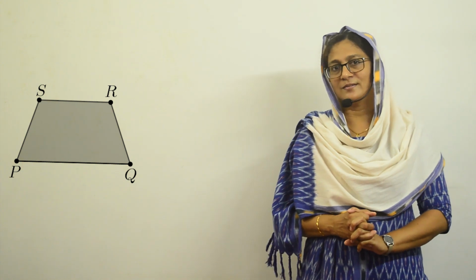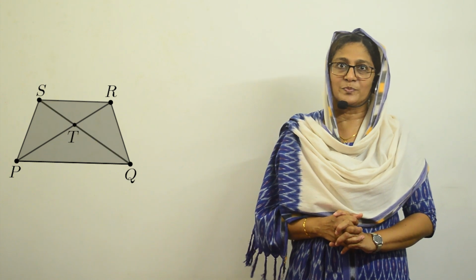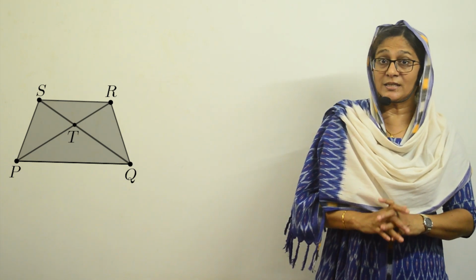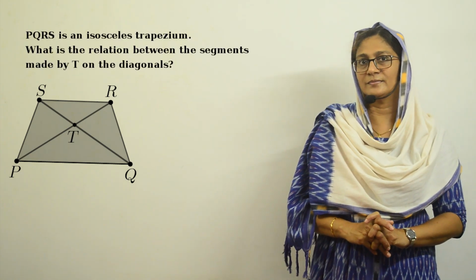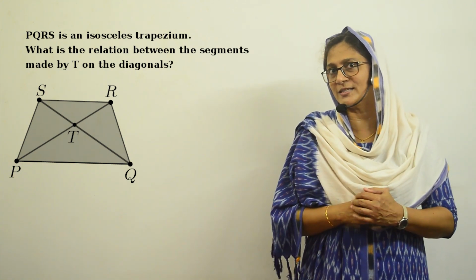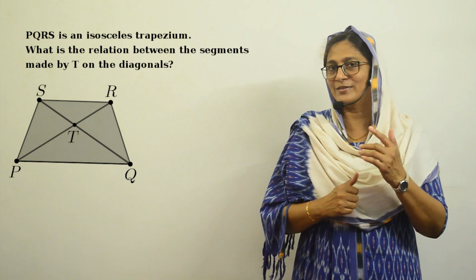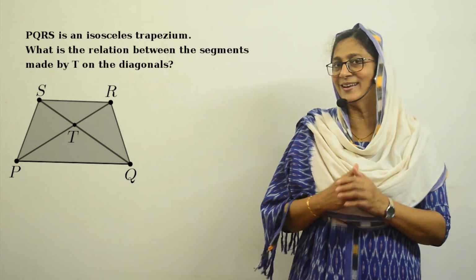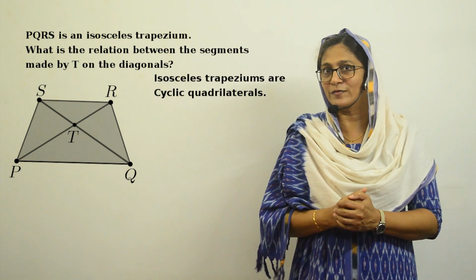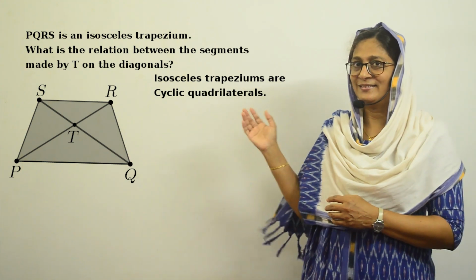Here is our second question. PQRS is an isosceles trapezium. What is the relation between the segments made by T on the diagonals? An isosceles trapezium. Can we connect it to our lessons on circles? Yes, you're right. We have something on it. Isosceles trapeziums are cyclic, which means we can draw a circle around the 4 points P, Q, R and S. Like this.